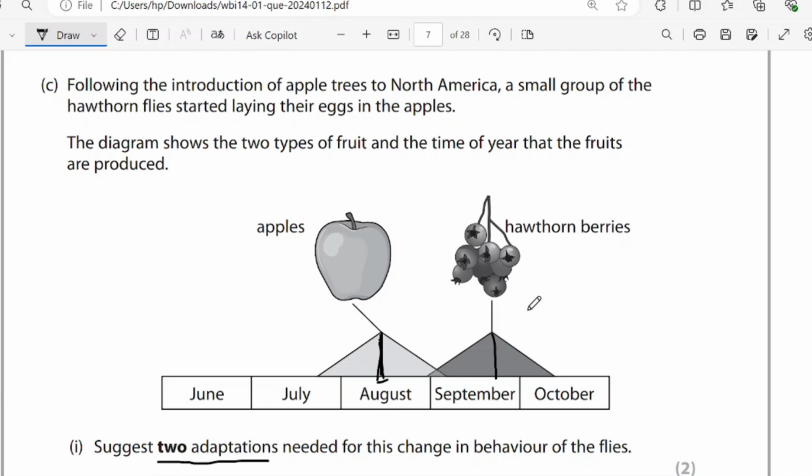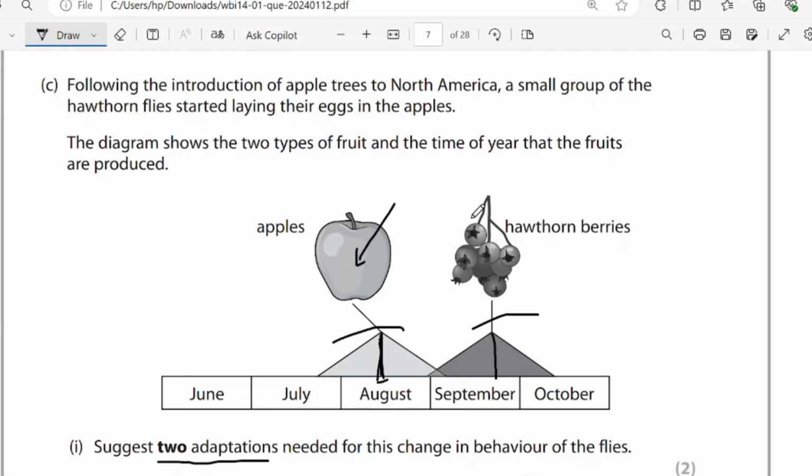So the maggots or the eggs have to survive that different temperature, and they're laying eggs at a different time of the year compared to the normal time when hawthorn flies were laying eggs. So one is they have to survive at a different temperature. The eggs or maggots would have to survive at a different temperature, and they're specifically laying eggs at a different temperature as well. Also, they have to adapt to laying eggs in an apple.